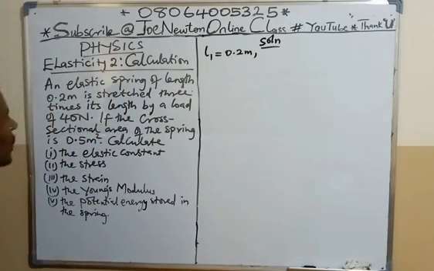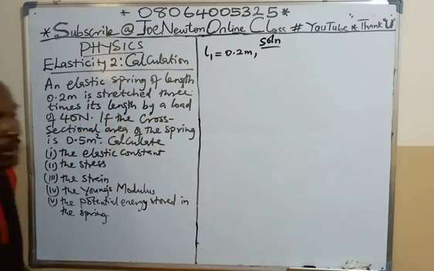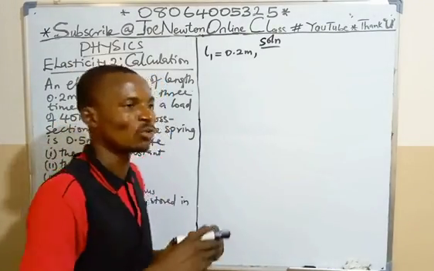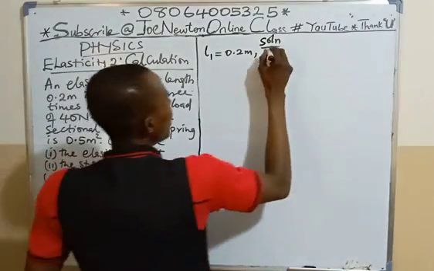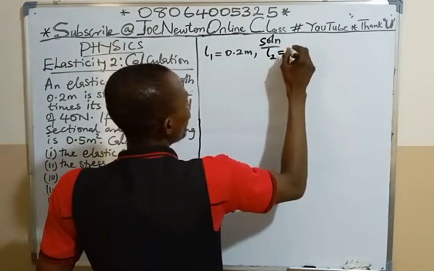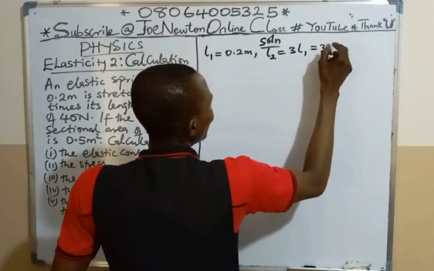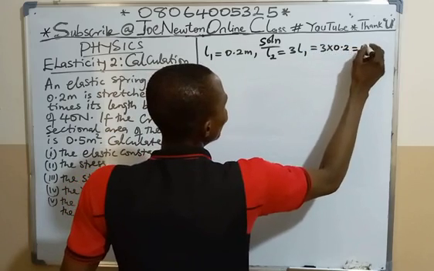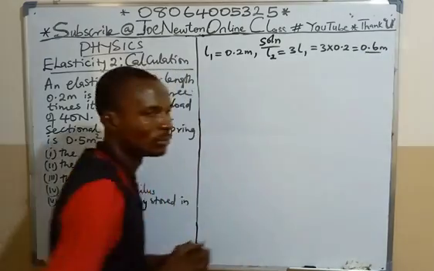Then we are told that the material is stretched 3 times its original length. So we are not given the extension, and the statement said it was stretched 3 times its original length. So our L2 will now be 3L1, which means 3 times 0.2, which will give us 0.6 meter. So this is our L2.